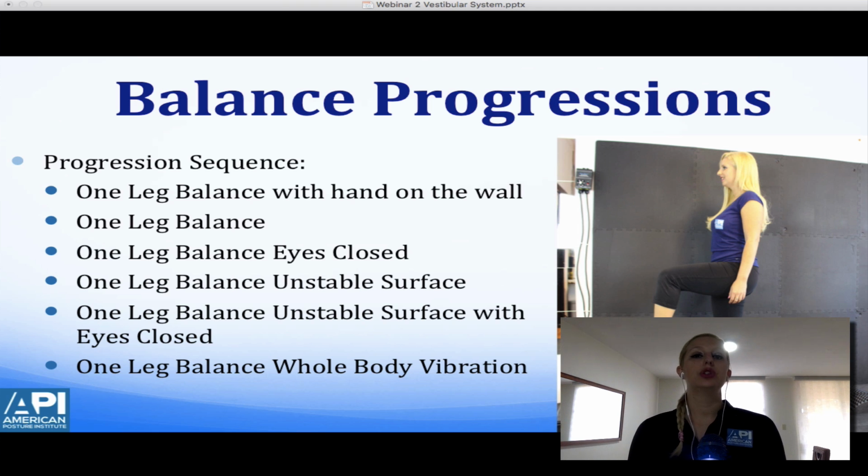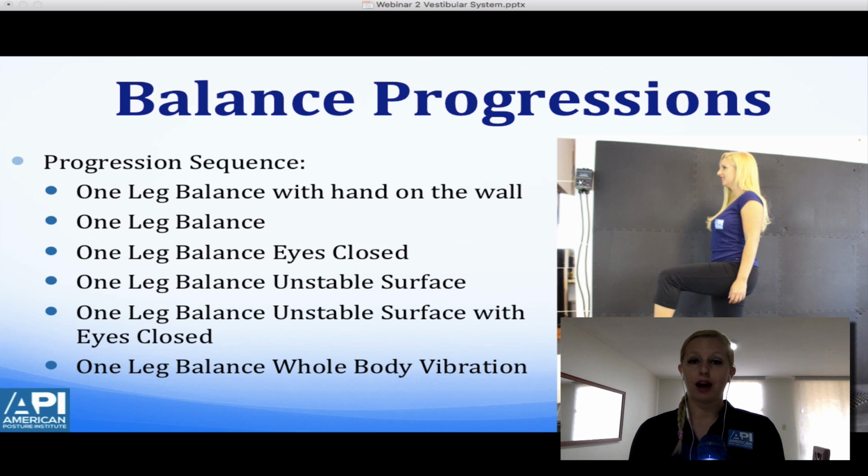And then from there, you do one leg balance on an unstable surface with their eyes closed. That would be the next progression. And then one leg balance on whole body vibration, and one leg balance on whole body vibration with the eyes closed. Those are the balance progressions that you can utilize with your patients, and I highly, highly recommend that you do.